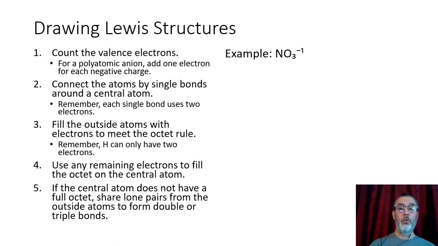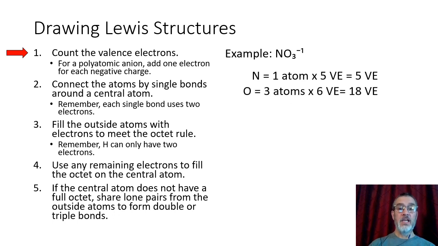Next example, we'll use the ion, the nitrate ion, NO3, with a -1 charge. In this case, if we count the valence electrons, the atom of nitrogen is going to bring 5 valence electrons. Each of the 3 oxygens is going to bring 6 valence electrons for a total of 18. But then since I have that -1 charge, that means I have 1 additional valence electron to play with. So the total number of valence electrons is going to be 24.